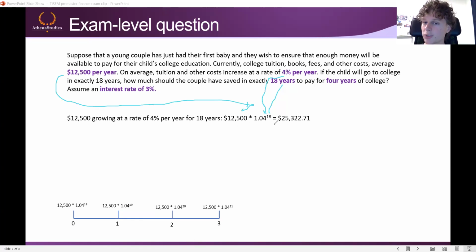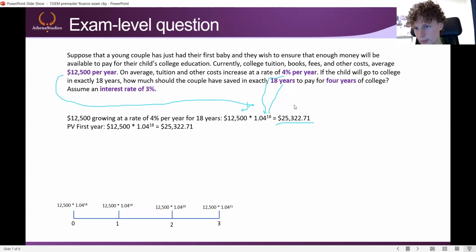Now, if we fill in all those gaps in our formula, we will get the following answer, which is $25,322.71. This is the cost of tuition at time 0. And if we look back to our timeline, we can see that we actually need to make one cash flow at time 0. So you can already instantly say that the first cash flow is simply 12,500 times 1.04 to the power of 18, which equals the number we just calculated.